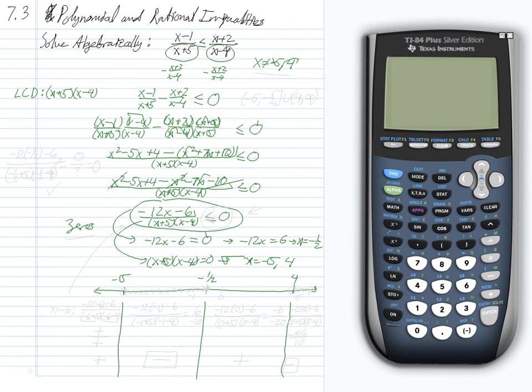So if I pick an x value less than negative 5, say negative 6, what does that do for my function? Well, my numerator is negative 12 times negative 6 minus 6, all over, and I'll use the factored form, negative 6 plus 5 times negative 6 minus 4. So my numerator, negative 12 and negative 6, would be a very large positive number, and if I subtract 6 from it, I would get, I believe, 66.